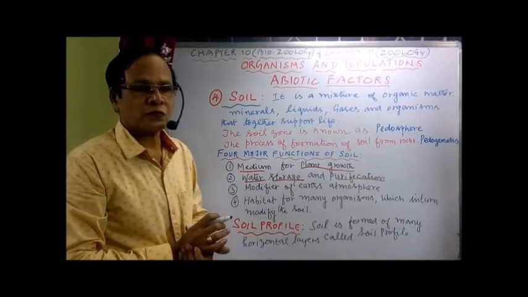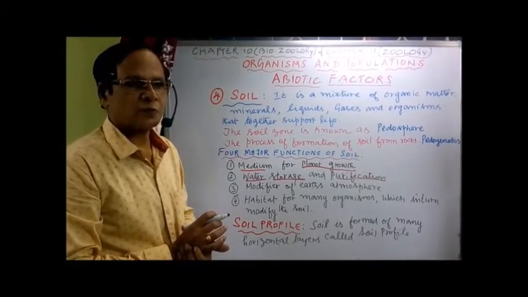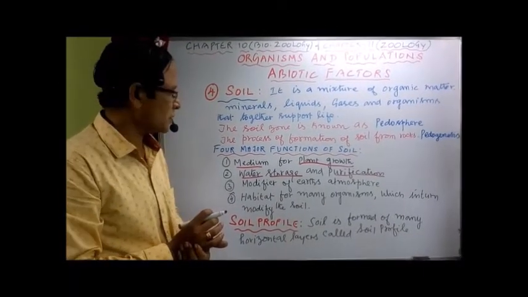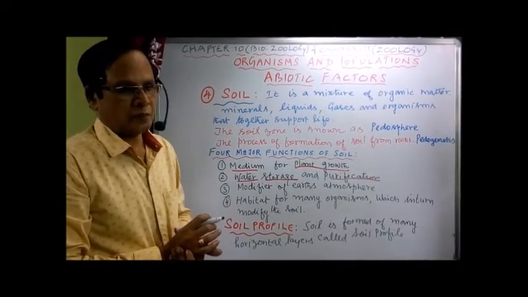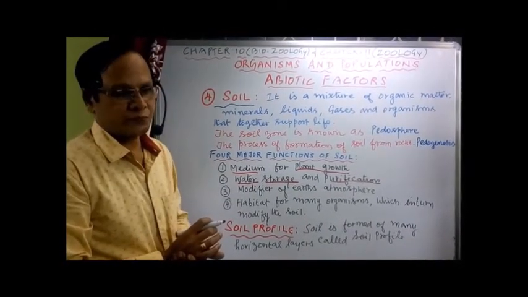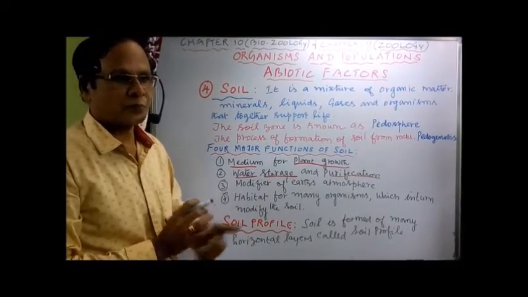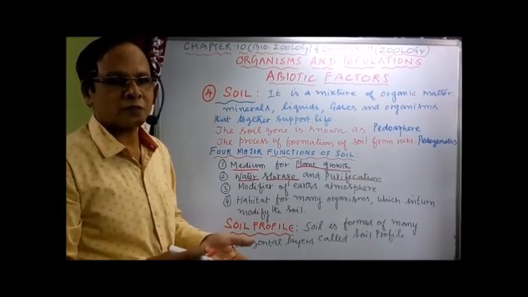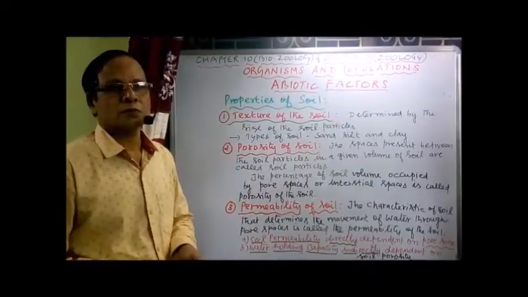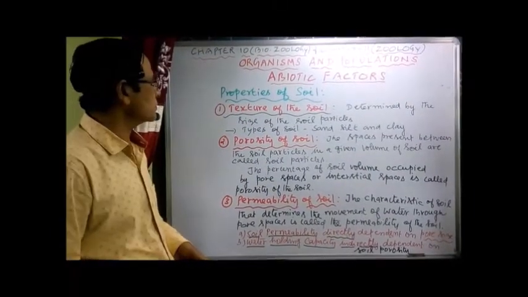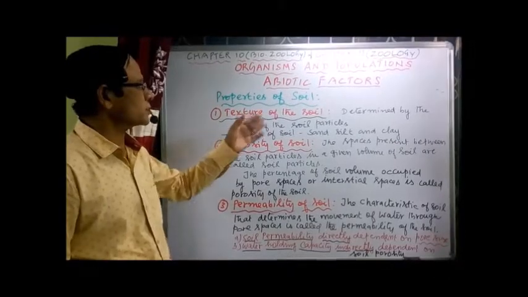Now we have to go for the characteristics or properties of soil. In a nutshell, I will conclude quickly. Number 1, soil texture. Number 2, porosity of soil. Then permeability of soil, soil temperature and soil water. What are the properties of the soil? Number 1, texture of the soil.